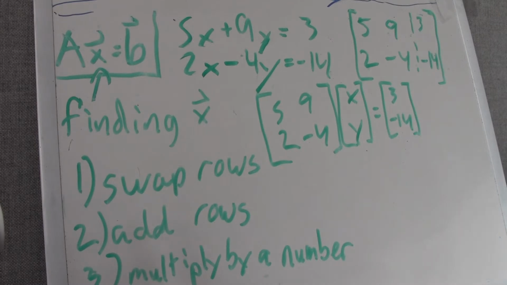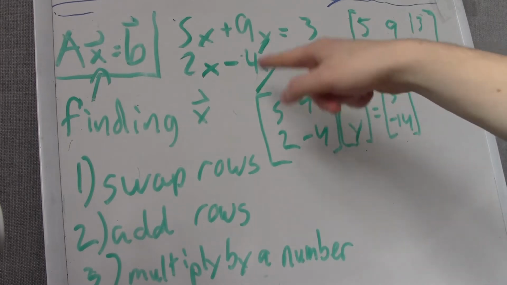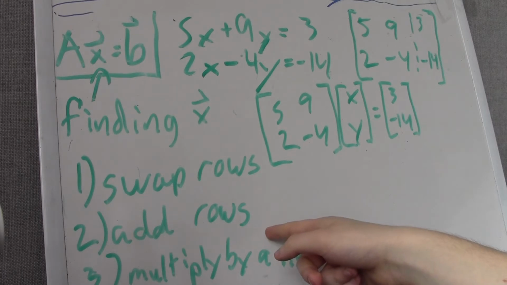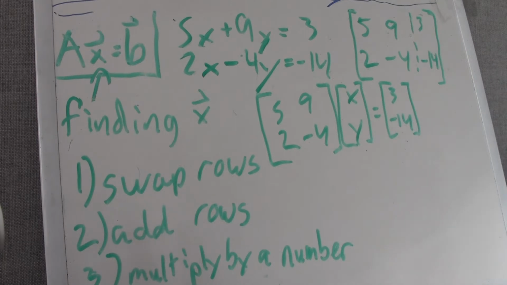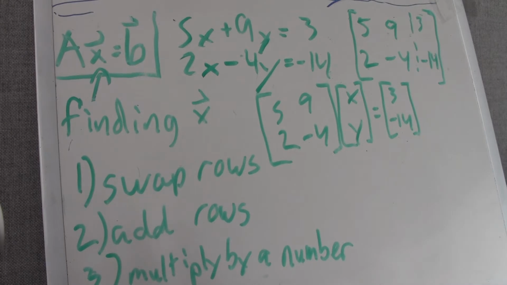Now, there are three operations we can do to this augmented matrix to find our answer. We can swap our rows, which is the equivalent of writing these in a different order. It doesn't change the answer. We can add the rows together, because this is the same x and y. We can just add equations to find the answer. And we can multiply each row by any number we want. This is the same as multiplying both sides by that number. If it's an equation, you can multiply both sides, and the answer won't change.